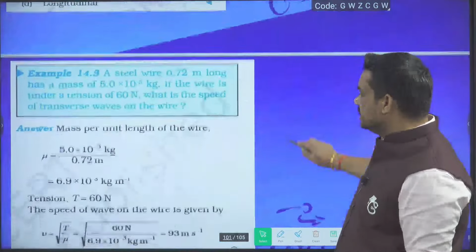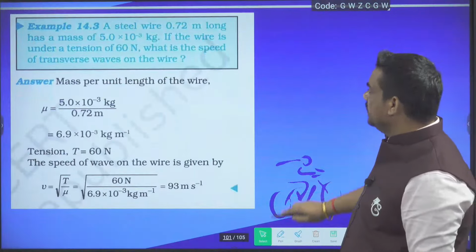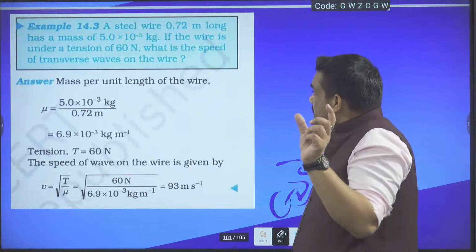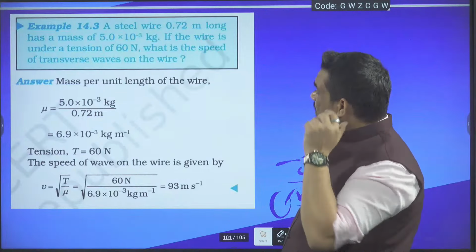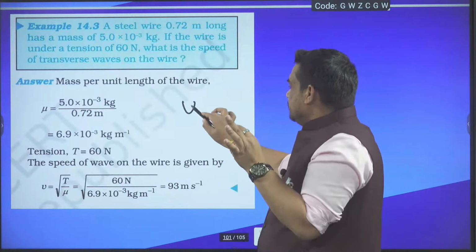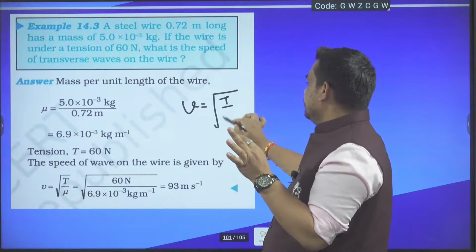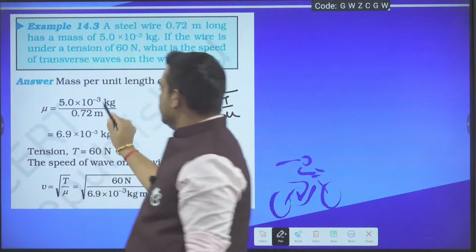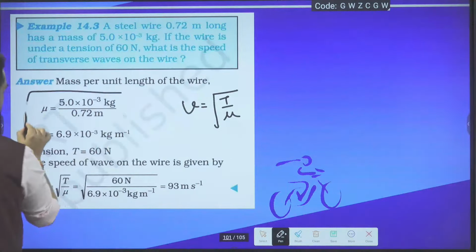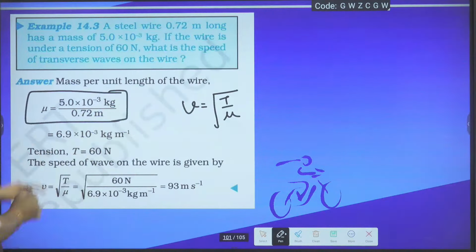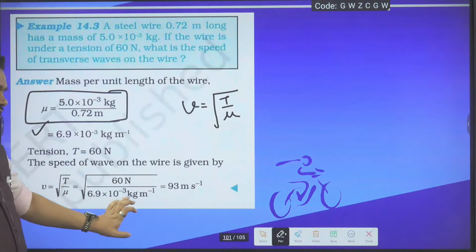Tuned. This is the next question coming. A steel wire of given length has a mass, and the wire is under tension. What is the speed? Speed is simply given by root of T by mu. Okay, this is the formula. Mu we have to find. What is mu? Mass by length. So mu is mass divided by length here. We got the mu, and then we can put T by mu: 60 by 6.9 into 10 power minus 3.